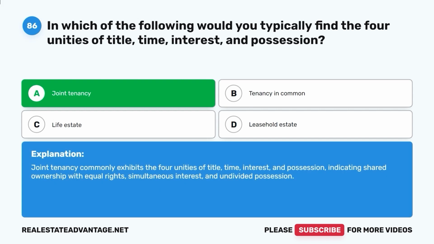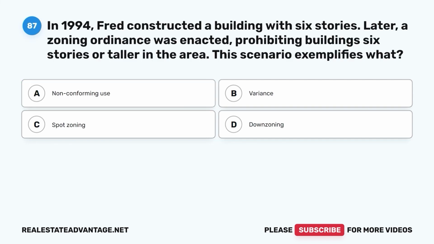Joint tenancy commonly exhibits the four unities of title, time, interest, and possession, indicating shared ownership with equal rights, simultaneous interest, and undivided possession. Question 87. In 1994, Fred constructed a building with 6 stories. Later, a zoning ordinance was enacted, prohibiting buildings 6 stories or taller in the area. This scenario exemplifies what?